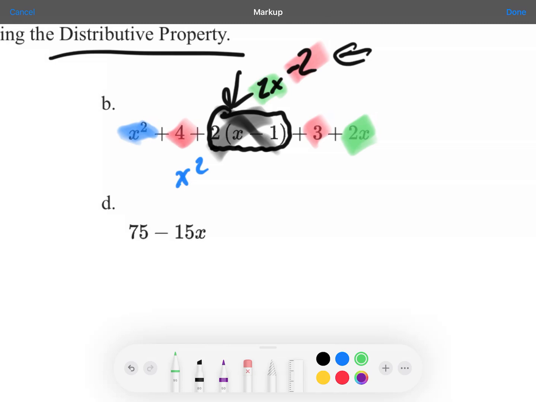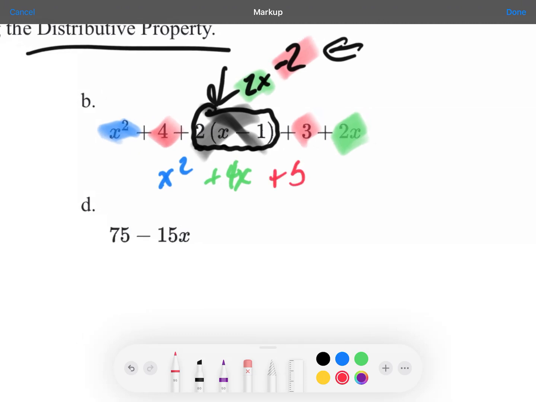I have 2x and another 2x, so that's plus 4x. And then what do I have at the very end? I have a 4, a 3, and a minus 2, so that's going to be a plus 5. Okay? All right.